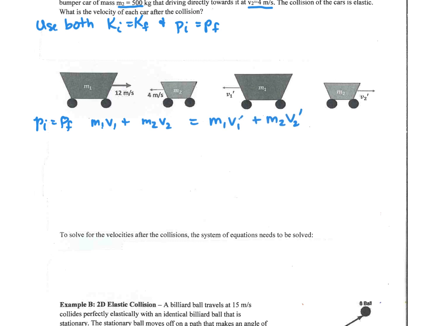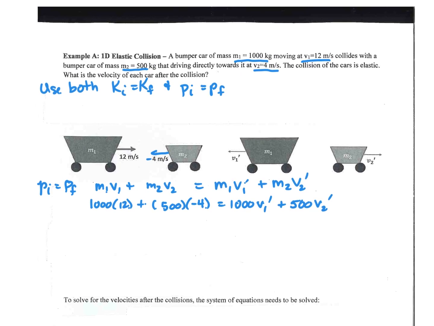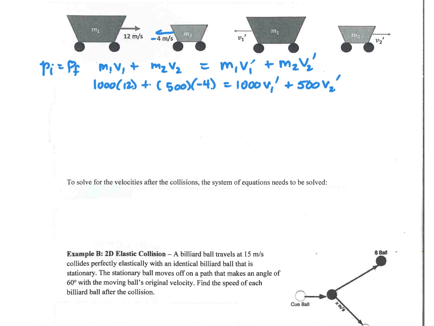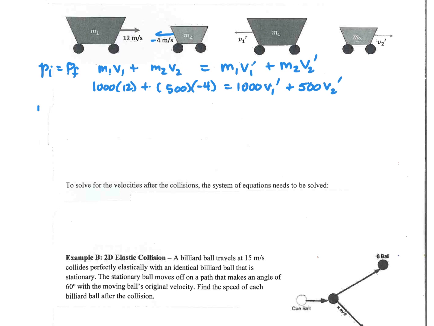Okay, so now let's plug in some values. We know this is 1,000 times 12 plus, what is it, 500 times -4. Be careful, guys. Those positive and negatives matter here. This is going in the opposite direction, so it is actually technically negative, isn't it? Equals 1,000 times V1 final plus 500 times V sub 2 final. Okay, primes or finals, either one works. So that's as far as we can go. We've got one equation but two unknowns. So this is where you know you have to have K initial equal K final.